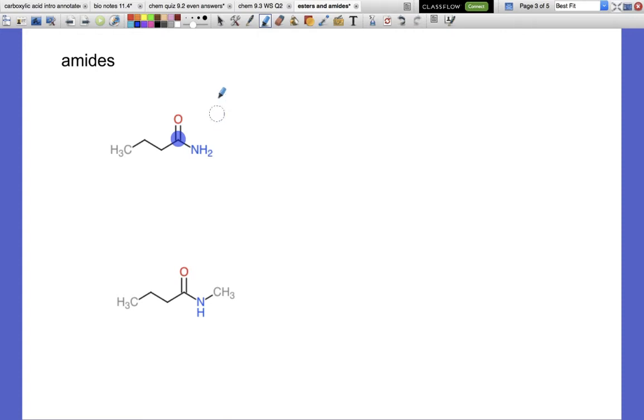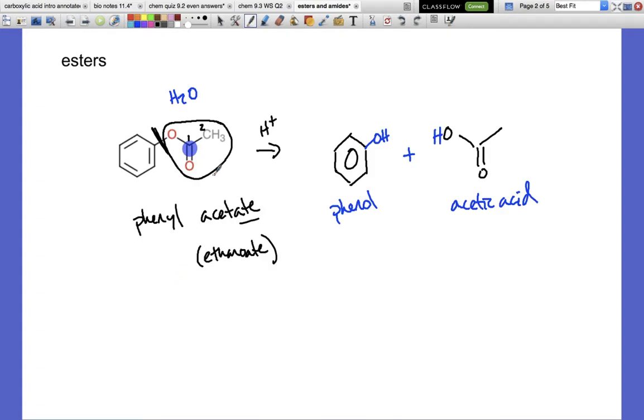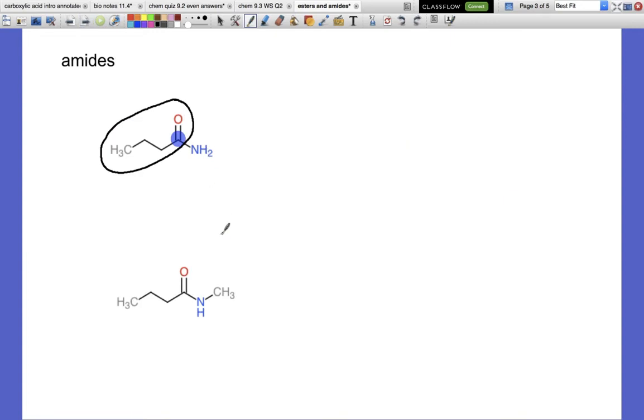So I should know what part of this molecule was from my original carboxylic acid. It's this part over here. Again, I'm not circling an oxygen because there's no oxygen there, right? The other extra oxygen in an ester that I have right here, it's not there this time because that's a nitrogen instead. And that nitrogen was definitely not part of my carboxylic acid. That's the only reason I'm not circling that.